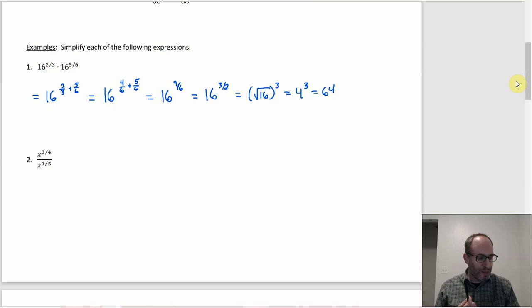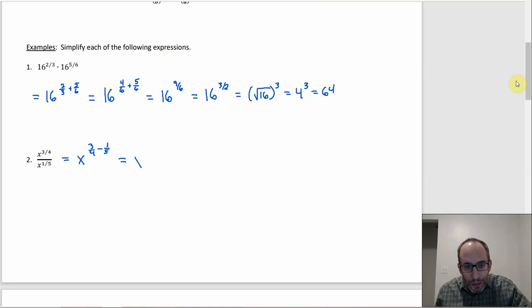All right, and then with number 2, we're dividing. We have the same base, and that's where we can subtract exponents. So we can write this one as x raised to the power of 3/4 minus 1/5. We'll have to get a common denominator, which looks like it's going to be 20. So we'll multiply 3/4 by 5 over 5 and multiply 1/5 by 4 over 4.